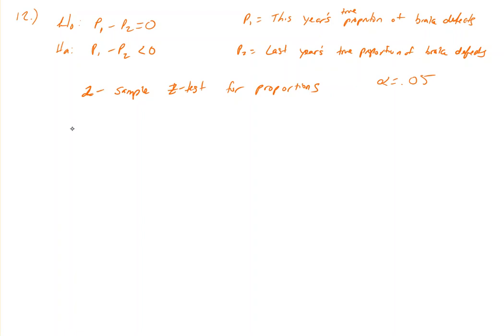Okay, so let's check some conditions. Well, first of all, do we have random? Yeah, they say they were randomly selected cars in 2 independent samples. The 100 cars that were selected for last year and the 350 cars that were selected for this year are not related to each other. They're not like brothers or anything like that, right?